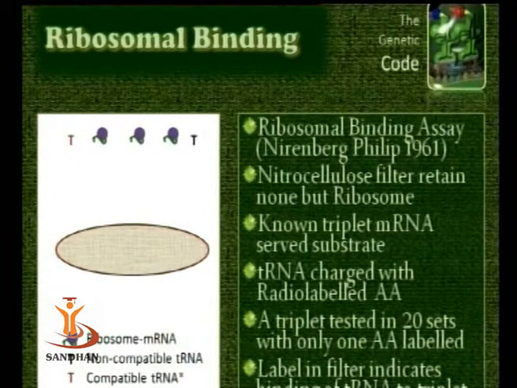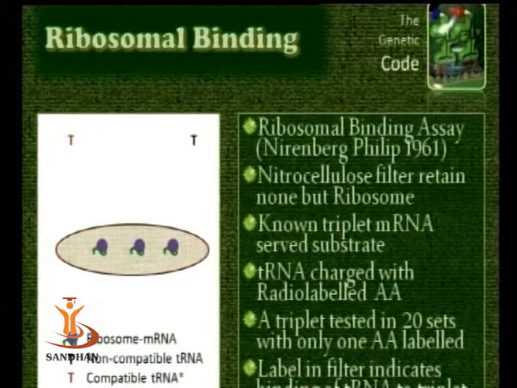as shown in this animation, he allowed messenger RNA and ribosomal aggregates to pass through the membrane. And you can see that large aggregates like the ribosome-messenger RNA complex were retained by the filter. Attached to the ribosome was a small triplet of a known sequence, which was chemically synthesized in the laboratory, especially after Har Gobind Khorana joined the team of Nirenberg.